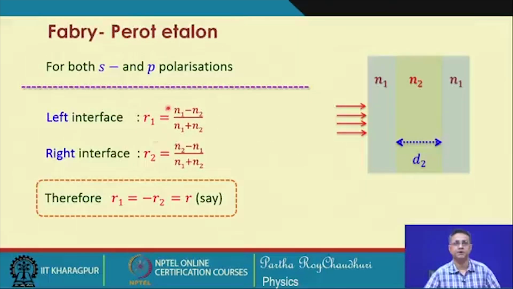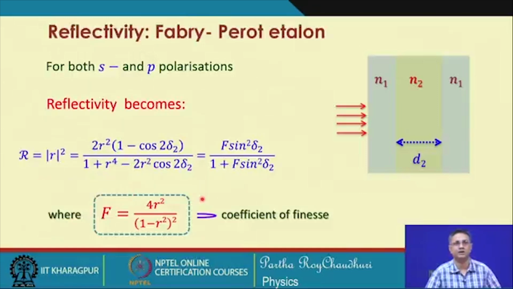Now, whether it is P or S polarized light, from the left interface, the reflection coefficient R 1 will be this. From the right side, it is just the reverse in terms of the sign, n 2 minus n 1 by n 1 plus n 2, and therefore, we can write R 1 equal to minus R 2 is equal to R. Let us suppose this value is equal to R.